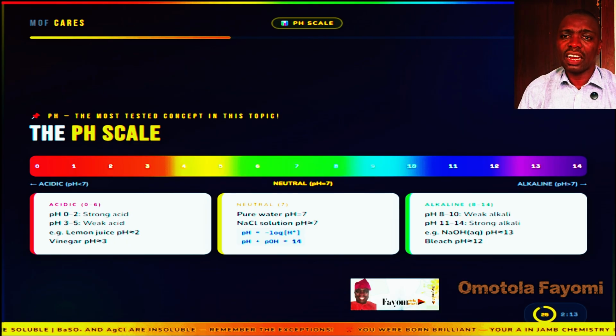Everything above 7 is alkaline. Baking soda solution is about pH 9. Household bleach is about pH 12. Concentrated sodium hydroxide is about pH 13 to 14.